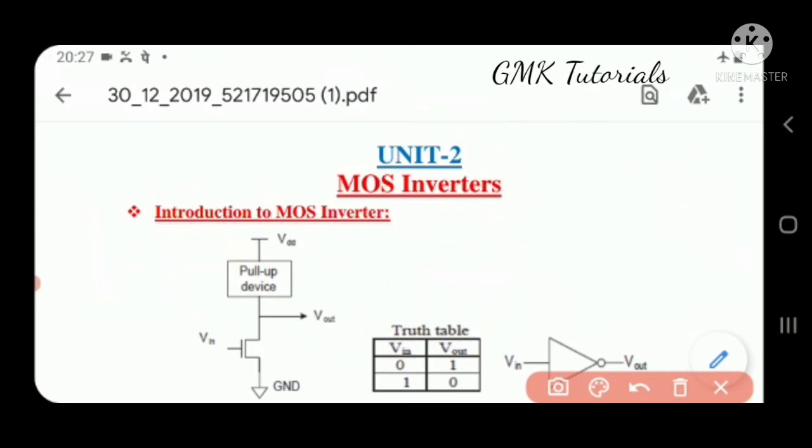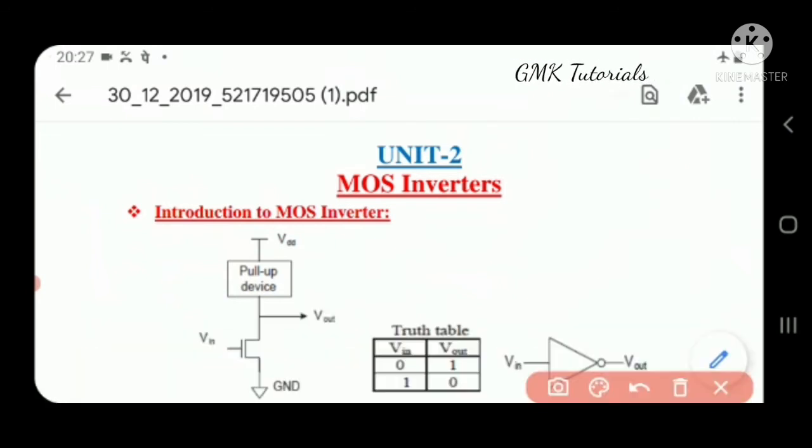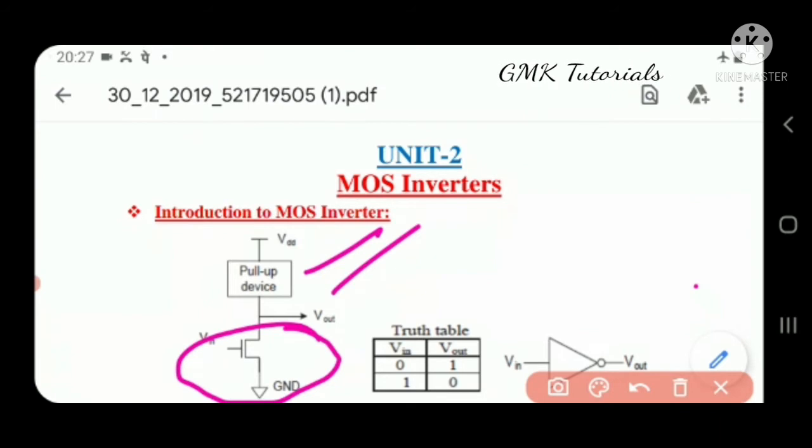Now coming to the first one, the introduction to the MOS inverters. Let us consider this representation of a metal oxide semiconductor inverter. This is also a pull down transistor. It can be considered as a pull up transistor.